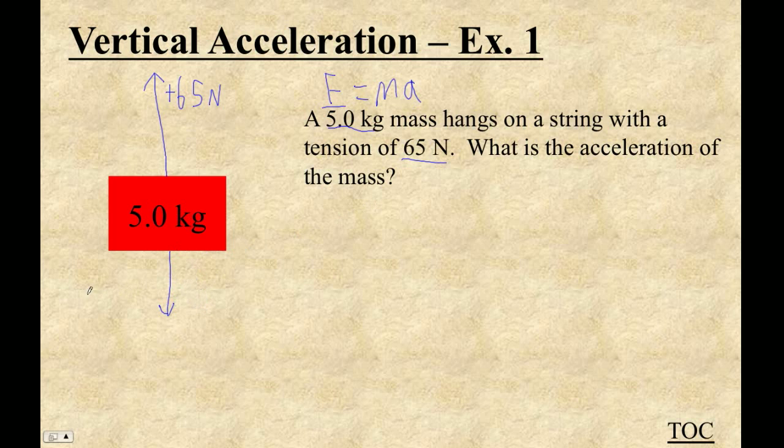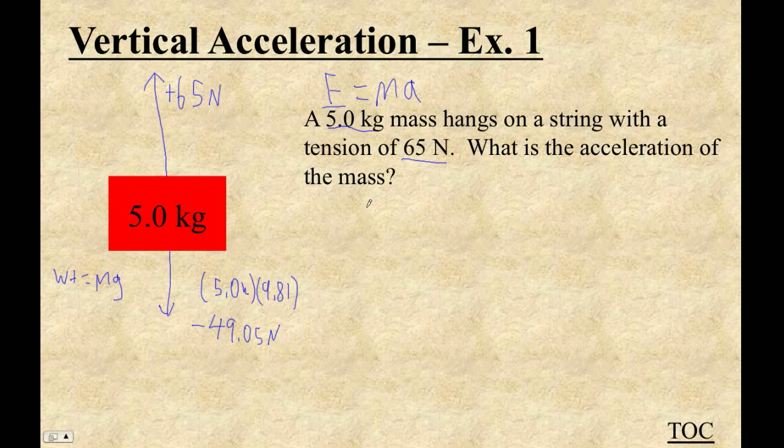And the force of gravity, weight, is always mg. So this force is going to be 5 kilograms times 9.81, and that's 49.05 newtons down. I'm going to make that a negative force. This guy's positive. Now we're ready to use Newton's second law.